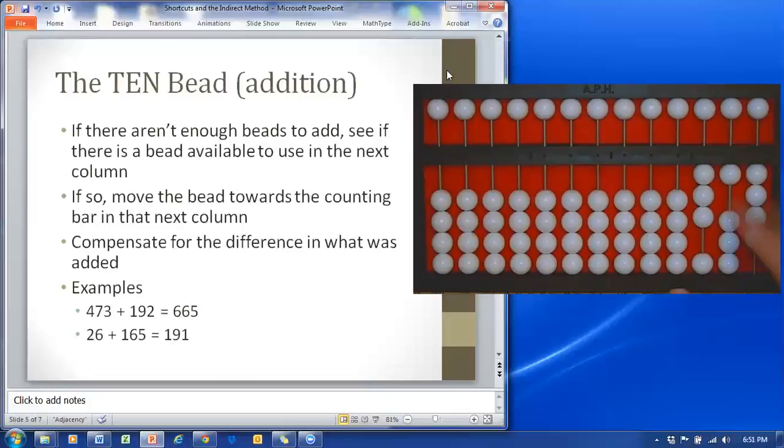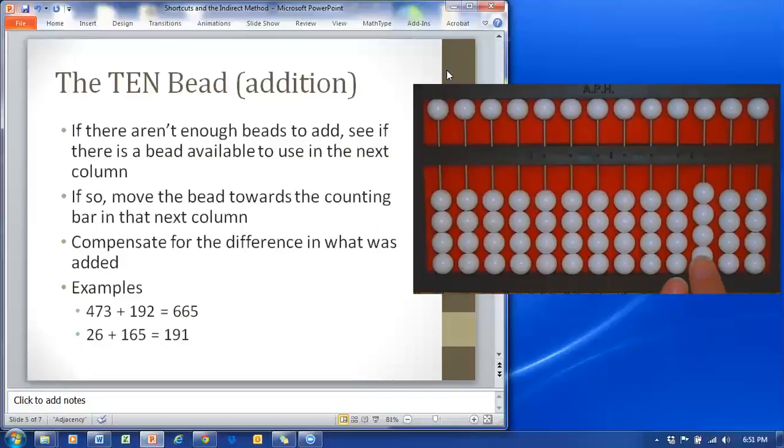Let's look at how the 10 bead can be addressed, or moving into the next column if we have to. If there aren't enough beads to add in that particular column, we're going to look to see if there's a bead available in the next column. If so, we're going to move that bead towards the counting bar and compensate for any difference. So our first example of this one is 473 plus 192.